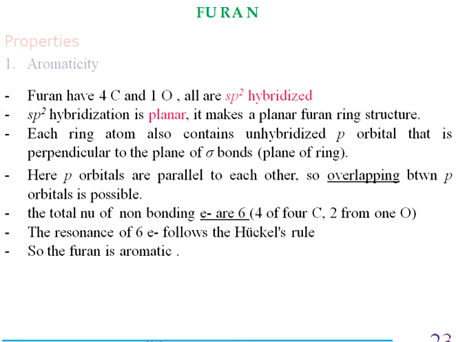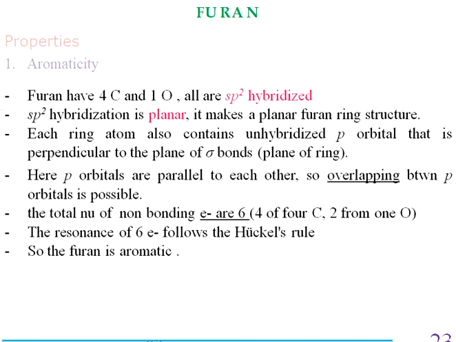Furan has four carbon and one oxygen that you can clearly see from the structure, and all of those are sp2 hybridized atoms. And since sp2 hybridization is planar, the furan ring is planar, and each atom contains one unhybridized p orbital which is perpendicular to the plane of the sigma bonds. So it results in the formation of a pi electron cloud above and below the ring structure.